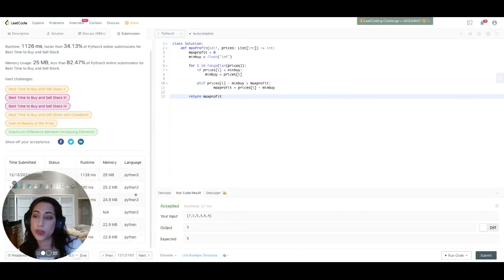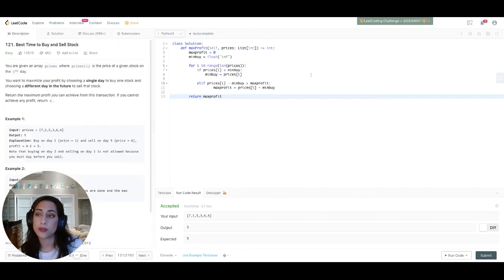Okay, so there you go. That is how you solve the Leetcode problem number 121, best time to buy and sell stock.